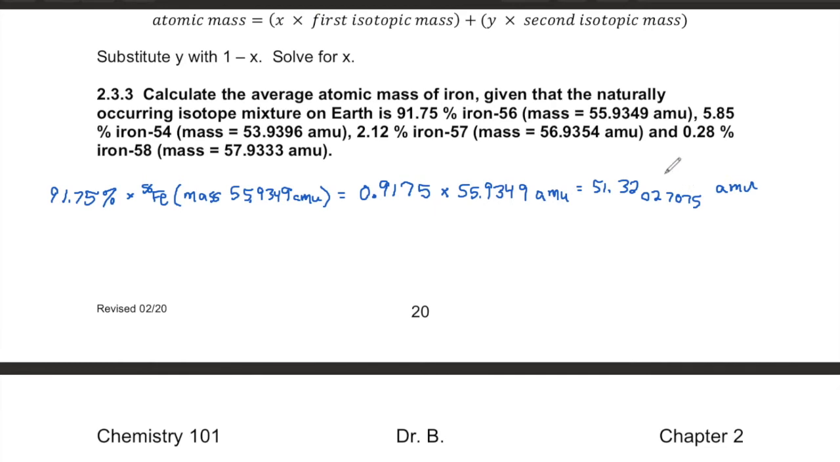I wrote these digits smaller because this result only has 4 significant digits, because that's all we knew the percent, to 4 significant digits.